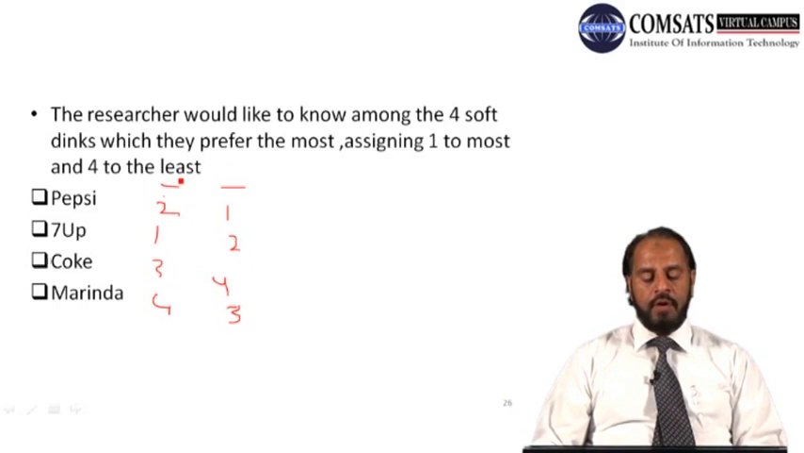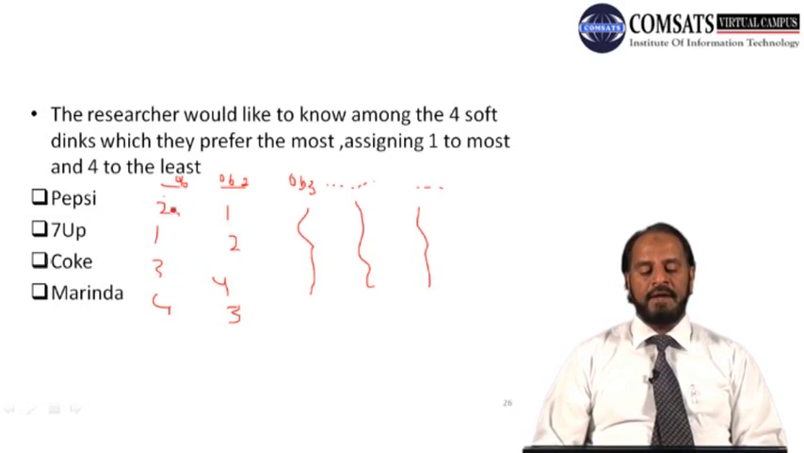So this is observation 1. This is observation number 2. And observation number 3. You can have a number of observations here, and more data here, and more data here. So based on that, you can determine the one who preferred the most. In this case, if you say preferred the most, we're assigning 1 to the most.